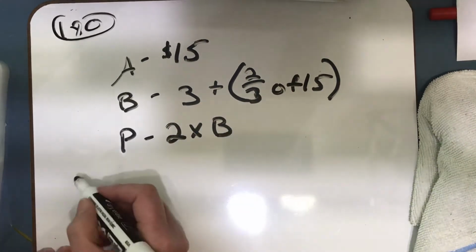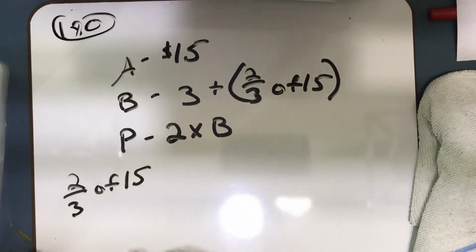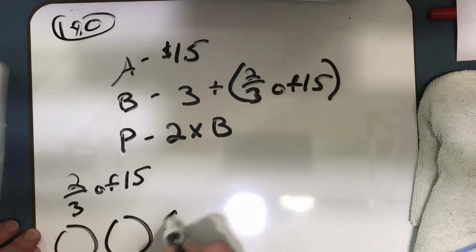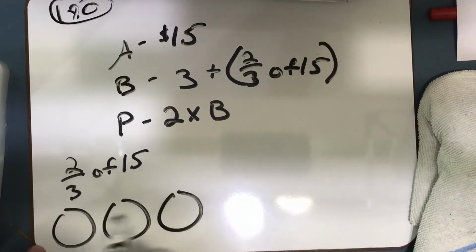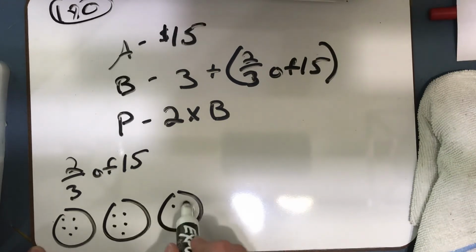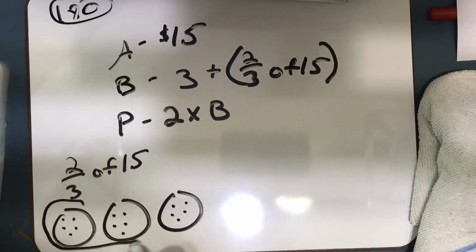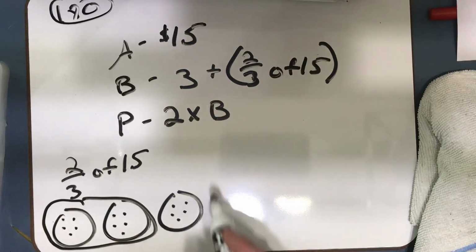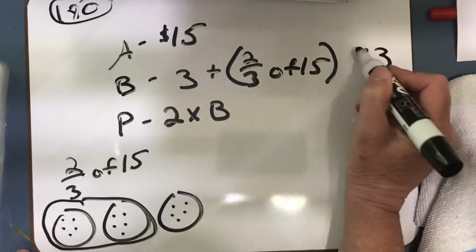Well, remember when we did fraction of a number, 2/3 of 15? We'll have 3 circles, because that's my denominator. 3 circles. And then we're going to put 15 marks total. So we have 3 circles with 15, then we put 5 in each. Okay, and we need 2 of the circles. That would be 10, because 15 divided by 3 is 5, times 2 is 10. So 3 plus 10 means Brendan has $13.